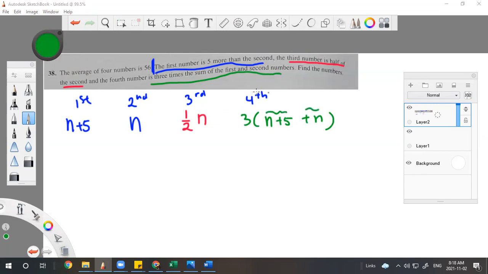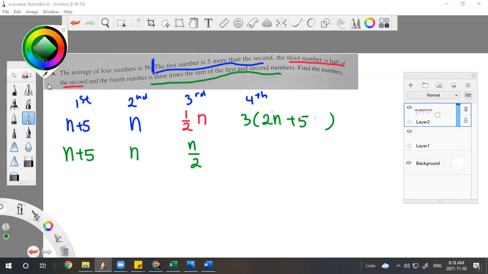Okay? So, kita bisa simplify dulu. Ini n plus 5 nggak bisa diapa-apain. N juga nggak bisa diapa-apain. Ini n over 2 bisa ya. Nah, ini kan n plus 5 plus n, ini kan berarti 2n plus 5. Kita gampangin. And then you kaliin masuk. This will be not as hard as the post test ya. Post test lebih gampang. Ya. So, ini 6n plus 15.